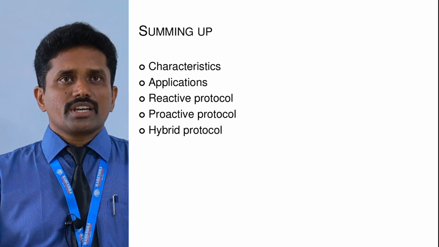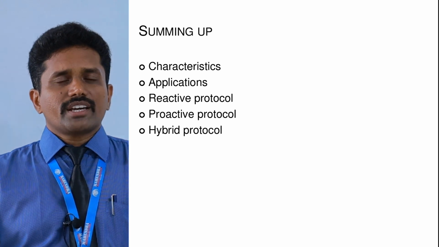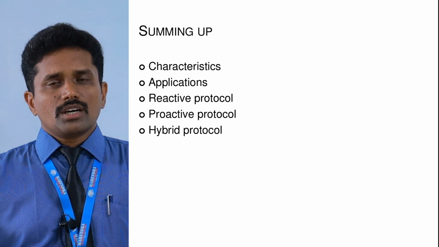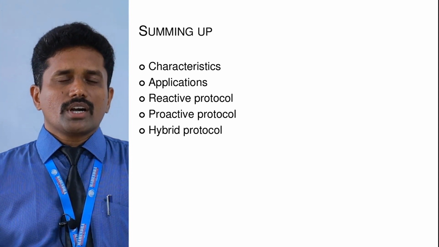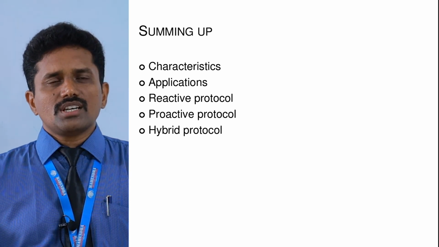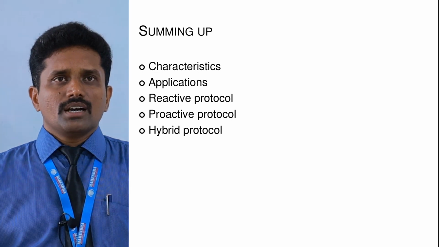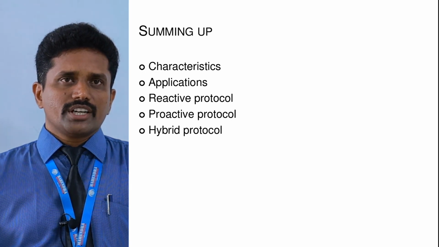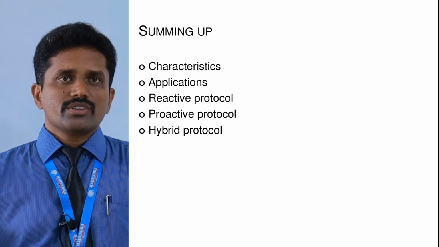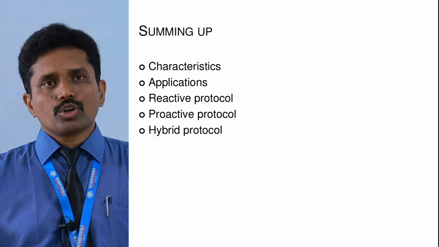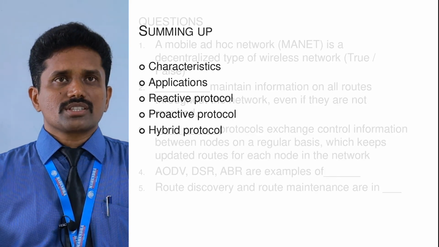And coming to the summary, we have seen the characteristics of MANET, the applications of mobile ad hoc networks, and the three types of protocols that are used: reactive, proactive, and hybrid. Reactive discovers the route on demand, proactive maintains the route always, and hybrid is the combination of reactive and proactive.